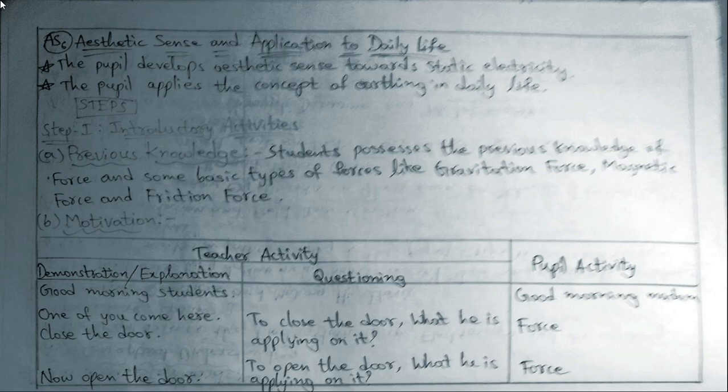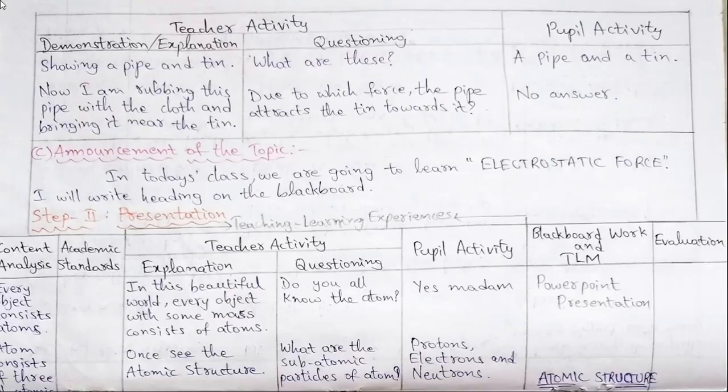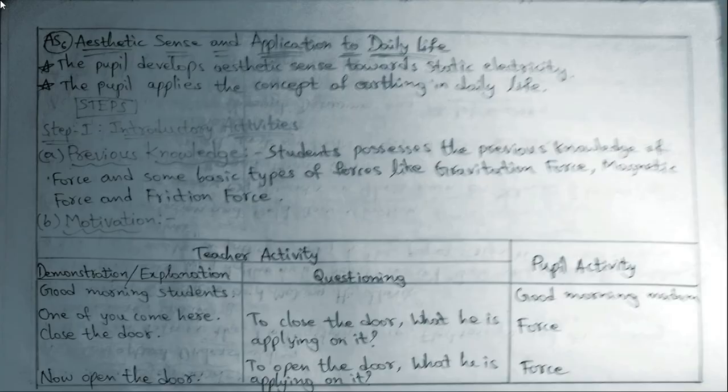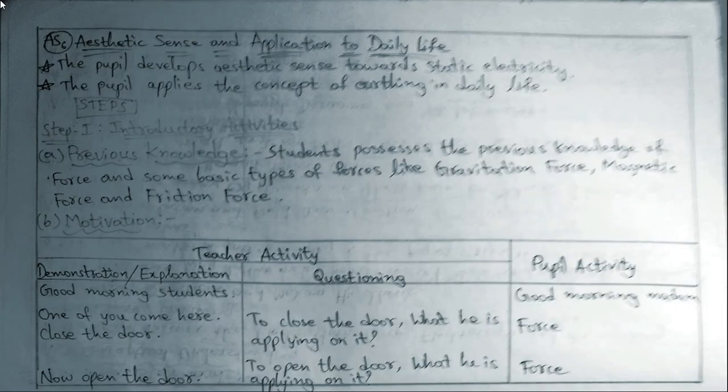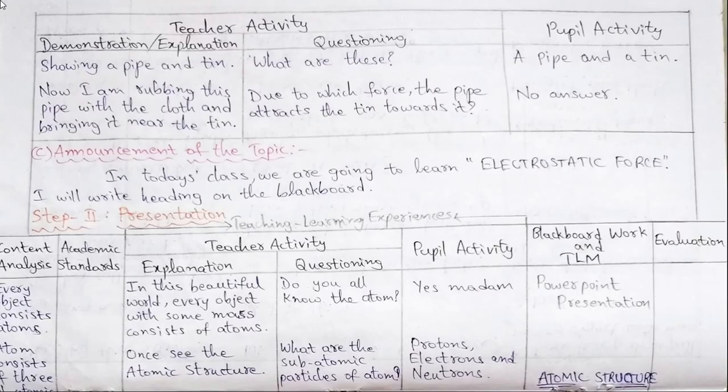Now we have 2 main steps, friends. Step 1 and step 2. Step 1 consists of A, B, and C. A, previous knowledge, B, motivation, and C, announcement of the topic. A, previous knowledge should be written with the list of all the terms and basics that the students already possess. And B, motivation contains teacher activity and pupil activity. Teacher activity has a demonstration or explanation and questioning. Finally, we enter into our chosen topic by announcement of the topic and also writing the heading on the blackboard.